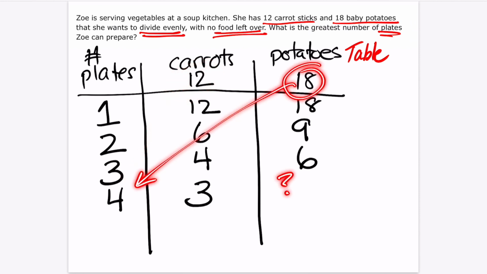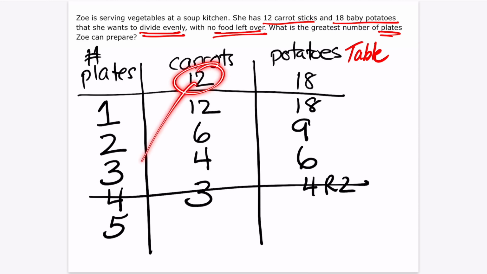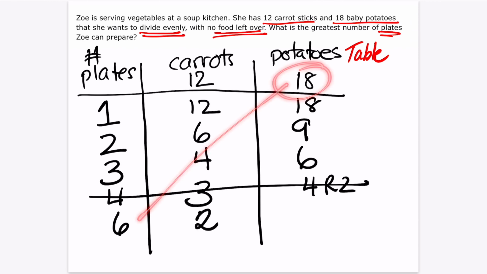18 divided by 4. Now I have a problem because 18 can't be divided by 4 without a remainder. So if I were to do 18 divided by 4, I get 4 and a remainder of 2. That does not work in this situation because I wanted no food left over. So I'll leave this so you can just see it. And I want to just think of the next number, 5. Same thing. 12 cannot be divided by 5, so I already know that's not an option. Let's try the next number, 6. 12 divided by 6, that's 2. And 18 divided by 6 is going to give me 3, so that works.